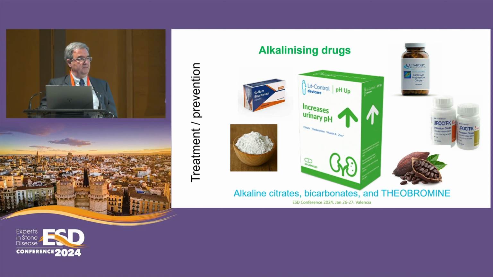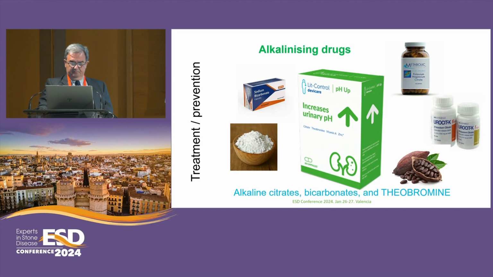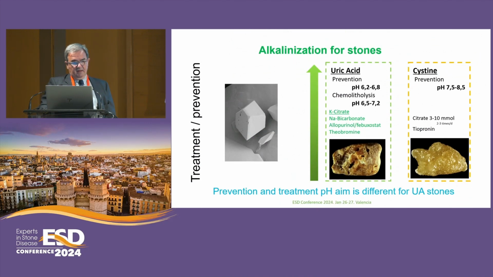So what do we have for treatment and prevention? We have alkalinizing drugs. We all use citrates, bicarbonates, and now we also have available theobromine. The aim will be different when we treat uric acid stones, if we intend to treat or if we intend to prevent. If we want to prevent, the pH level we will look for will be 6.2 to 6.8, and to dissolve the stone, it will be a little bit higher.